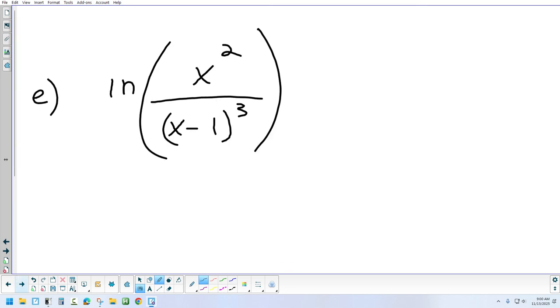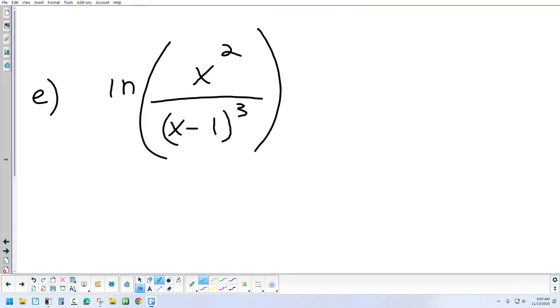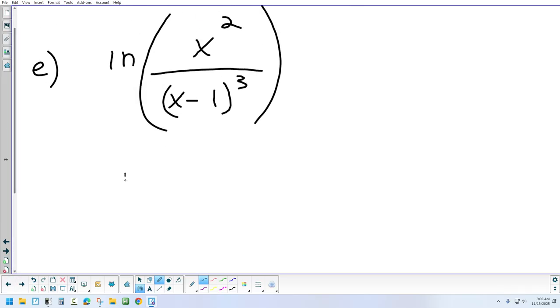All right, let's try this one. So ln of x squared divided by x minus 1 cubed. Okay, so first thing, is this going to split as a sum or a difference? Yep. Difference. Yeah, overall it's a difference. You've got something in the top, and then you've got something else in the bottom. Okay, so let's do ln. ln, it's going to be a difference. The first ln is going to be what? Yep. 2 ln x. 2 ln x. Yep. And the second ln?